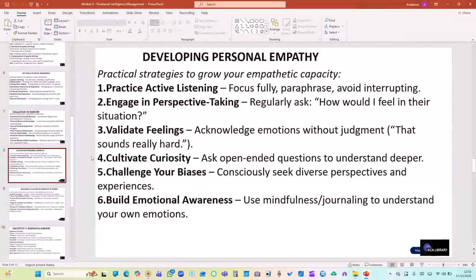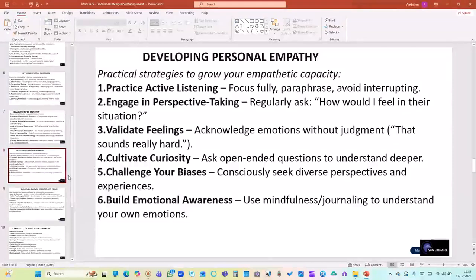Now let us move further. Developing personal empathy. The practical strategies to grow your empathy include: practice active listening, always pay full attention; engage in perspective taking; validate feelings, acknowledge emotion without judgment; cultivate curiosity, ask open-minded questions in order to understand someone better; then challenge your bias, always challenge your bias, do not be tactful. Then build emotional awareness, use mindfulness and journaling to understand your own emotion.